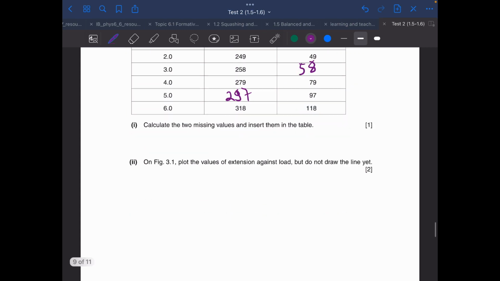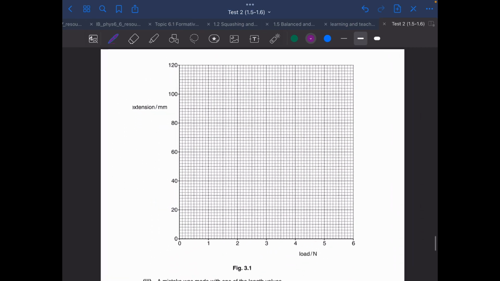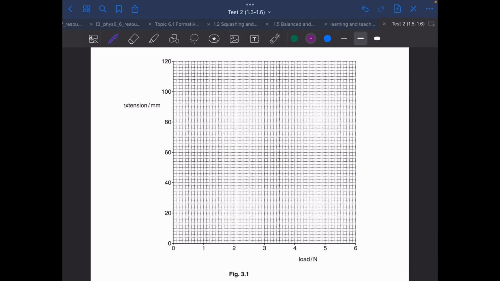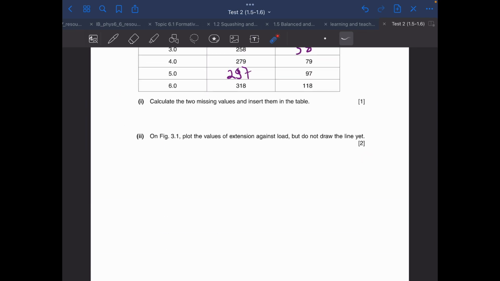Then we're going to plot the values of the extensions against the load, but do not draw a line yet. So I think there's a space here for us to plot the values. Normally in IGCSE exams, we need to set the scale. We need to add numbers to the axis, but this has already been done for us. We also normally need to write down here the name of the quantity as well as its unit, but this has already been done for us as well. So I believe all that we need to do is plot the values, okay?